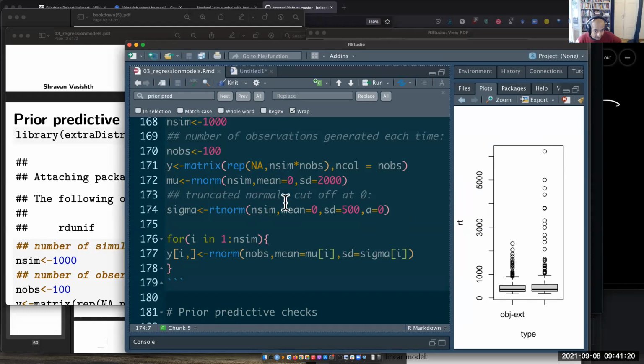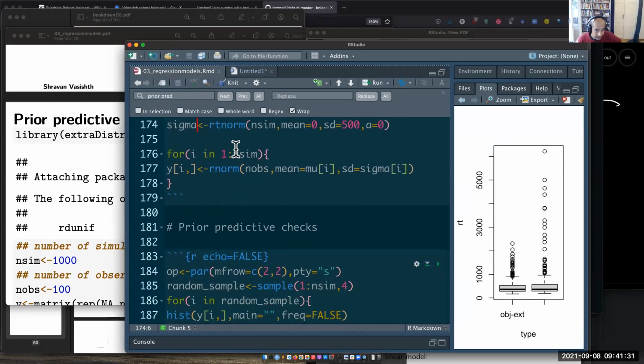I'm going to take 1,000 samples from the truncated normal for the sigma. So I've got 1,000 samples from the prior distribution for mu, 1,000 samples for sigma, and then I'm going to do the following 1,000 times.